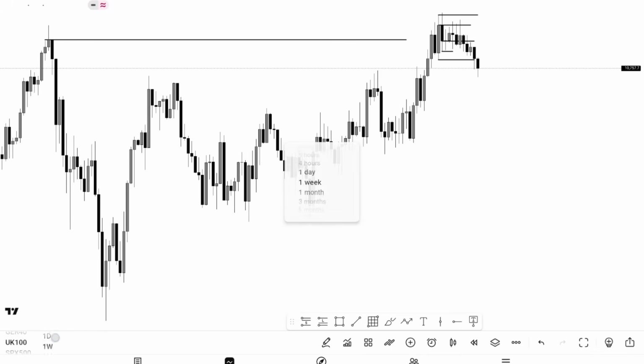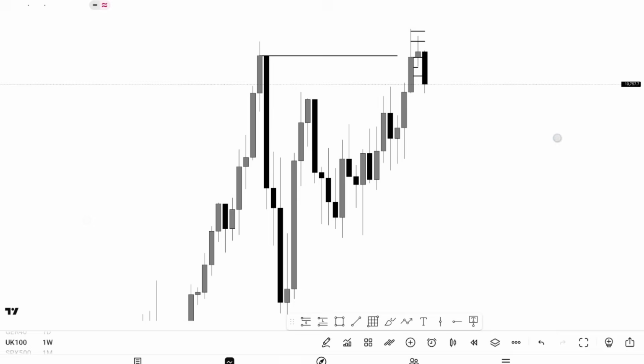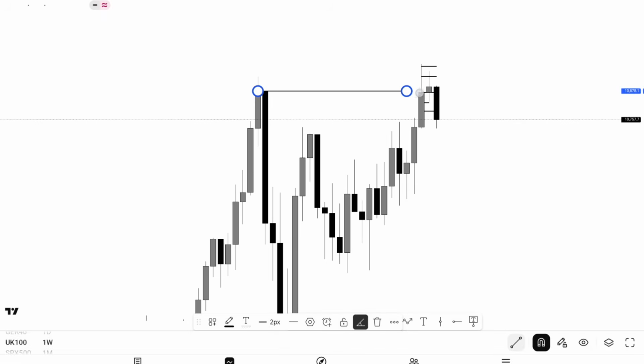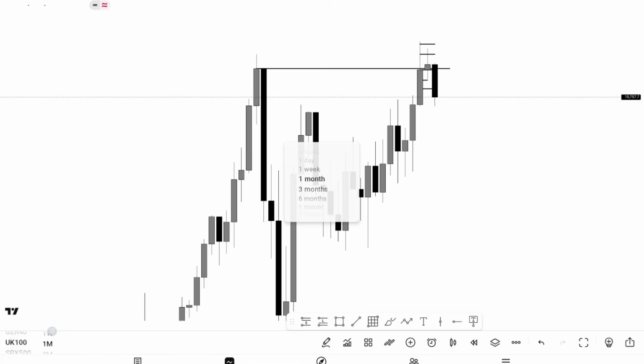Let's take a look at this on a weekly time frame and see what it looks like. On a weekly time frame, I believe you see what I'm saying. See that rejection right here as well. Price failed to take that last high, and see what price just created and started dumping.